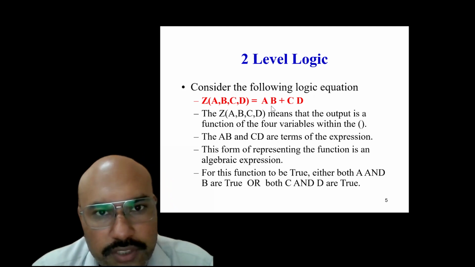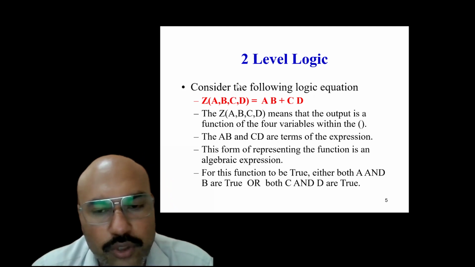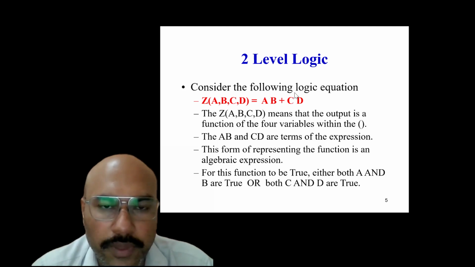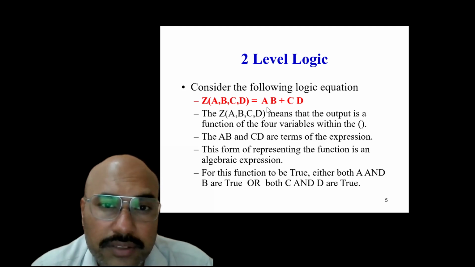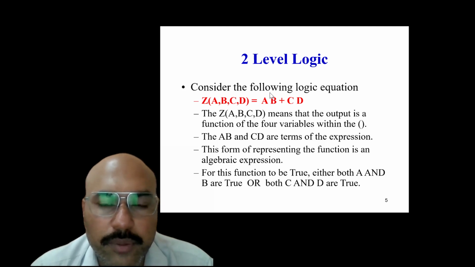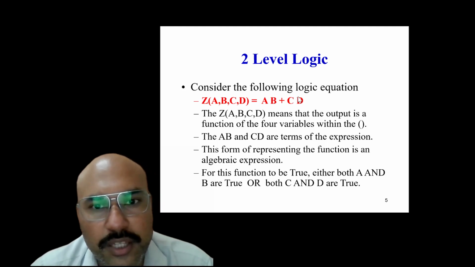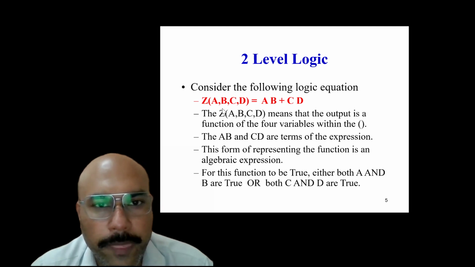For this function Z to be true, either A and B should be true or C and D should be true. What is the meaning of true? The multiplication of AB should be high or the multiplication of CD should be high. High means that it must be 1. The multiplication of AB must be 1, or the multiplication of CD must be 1. Then only this output will be 1.